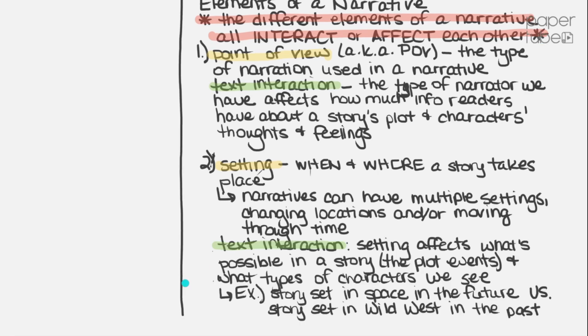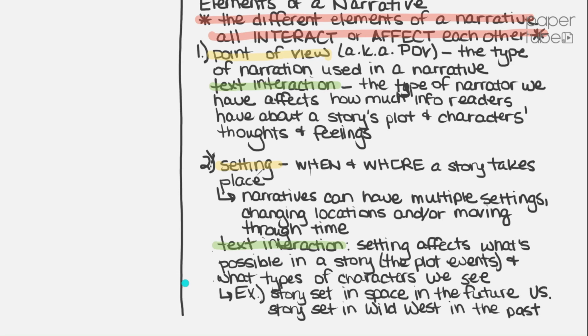So setting can affect or interact with the other elements in a couple main ways. The first way that it affects our story is that it can influence what's possible, what kind of events could actually happen. So if I had a story set in space in the future, then having people travel by rockets is possible, right? Whereas if the story is set in the Wild West in the past, I'm probably not going to have any rocket travel, right?